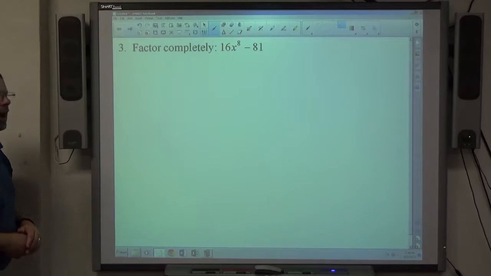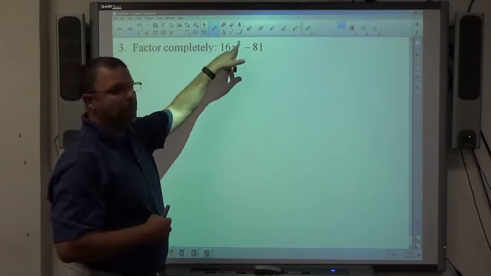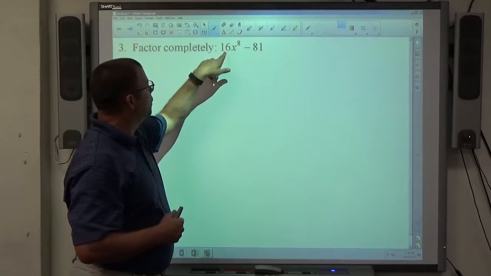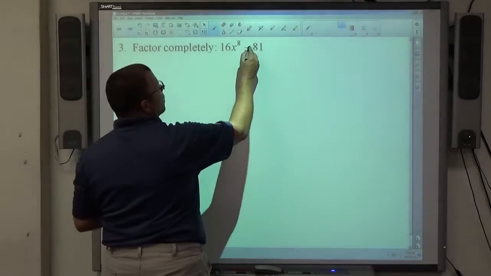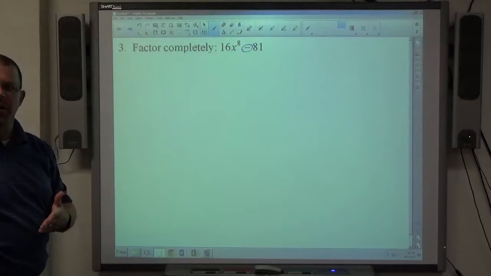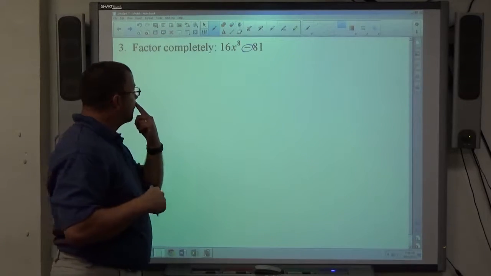Number 3, one more factoring problem. This time it is a binomial. This time we're looking at an even power, which makes it a perfect square. We're also looking at 16, which is 4 squared, 81, which is 9 squared. And it is a difference. With the sum or difference of cubes, it could be a sum or a difference. For squares, it has to be a difference of squares.